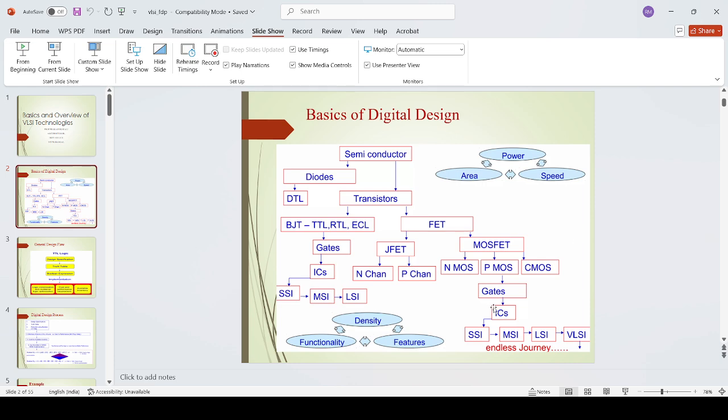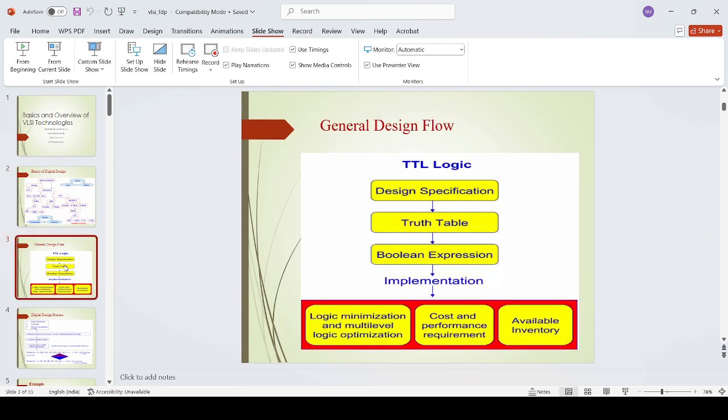And moving to the general design flow initially, the process of designing a digital logic system with minimizing the cost, the logic levels, and propagation delay, and with the help of optimizing the performance. Further, the first step to design is a design specification.